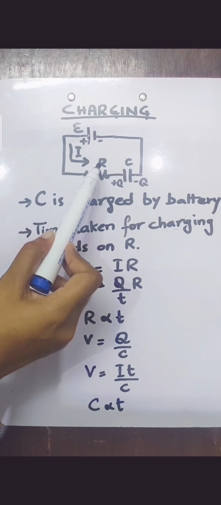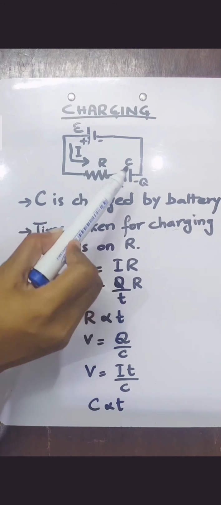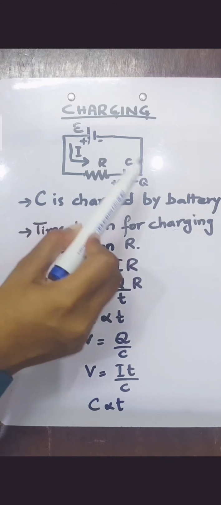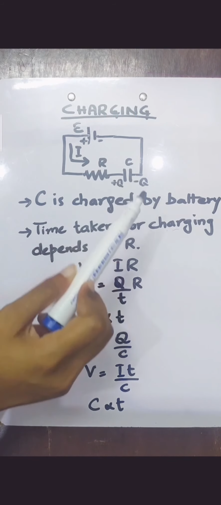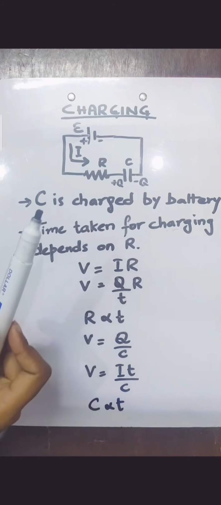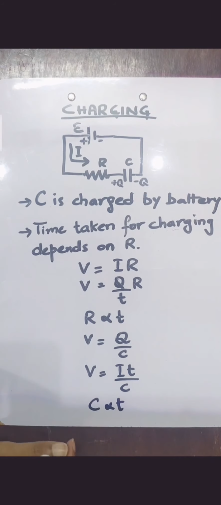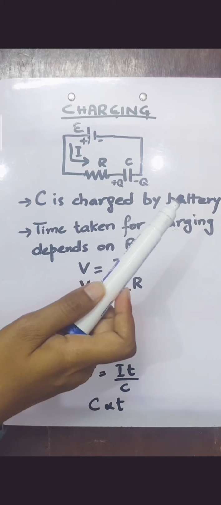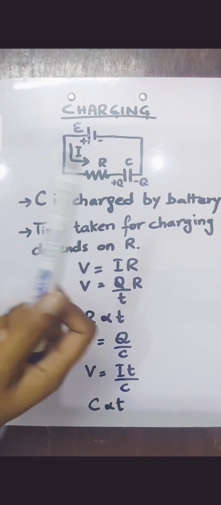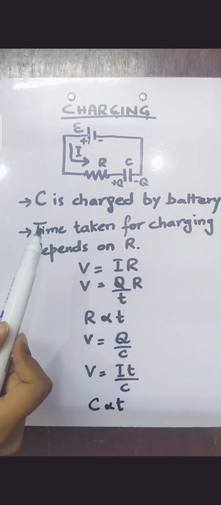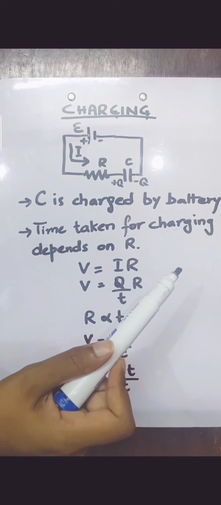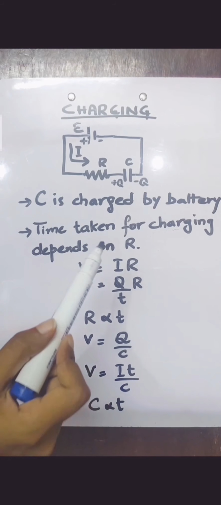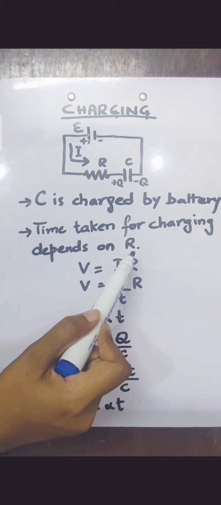We are taking the conventional current. The current will start flowing, and charges will start to deposit on the plates of the capacitor, like plus Q charge on one side and minus Q charge, because of electrostatic induction, on the other side. That's how we say the capacitor is charged by the battery, and the time taken for charging the capacitor depends upon R.